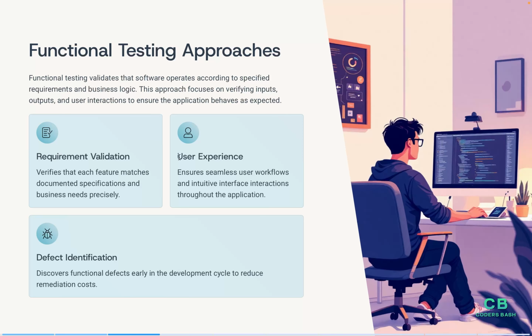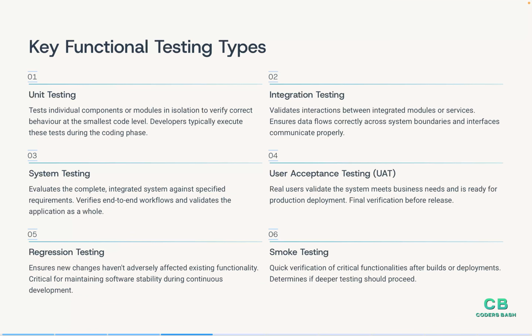And then we also include user experience. So it ensures seamless user workflow and intuitive interface interactions throughout the application. This is also covered under functional testing. And also defect identification. So what are all the defects that are found or can be found by the user, we identify those and can fix them under this one. Yeah. Now the key functional testing types are unit testing.